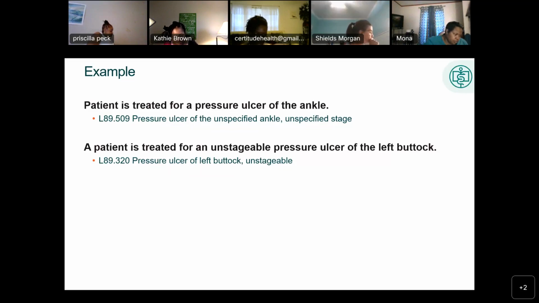Fresh. And if when you're doing your assignments you get kind of stumped on this, then you can just play back the recording and pause on that section so you can get it. And then again, if we did the same thing with L89.20 in the tabular list, you'd also see the same type of options and listing for pressure ulcer of the left buttock that would be unstageable.